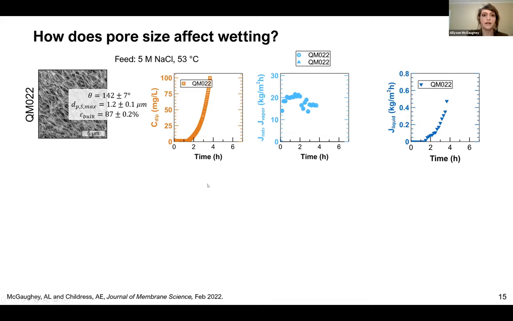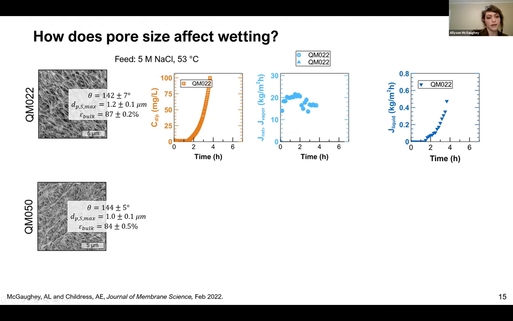So we also were interested in how membrane properties affect wetting. And here I'm showing results for pore size. So here I've just repeated the results from the previous slide for our QMO22 membrane with the high salinity feed solution. And we also looked at the performance of our QMO50 membrane, which was our good membrane that did not wet, under the same conditions.